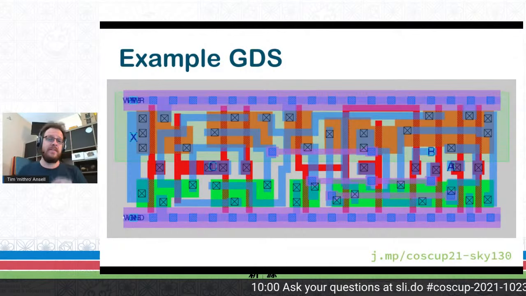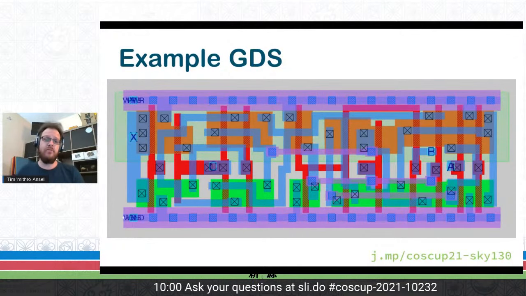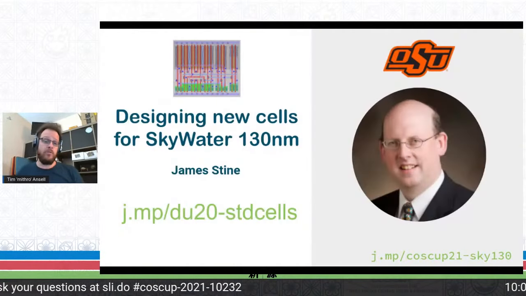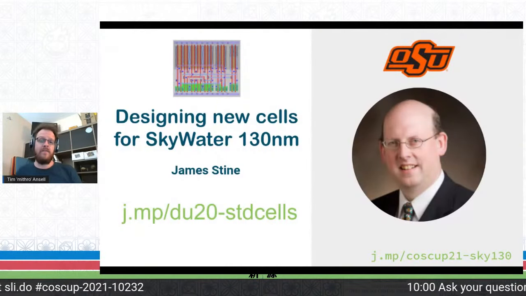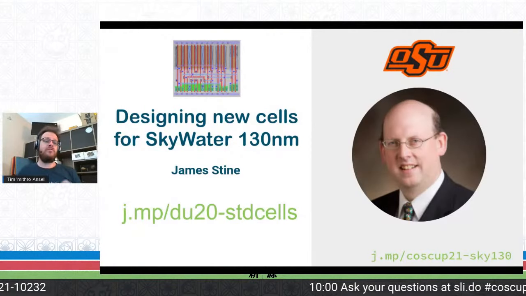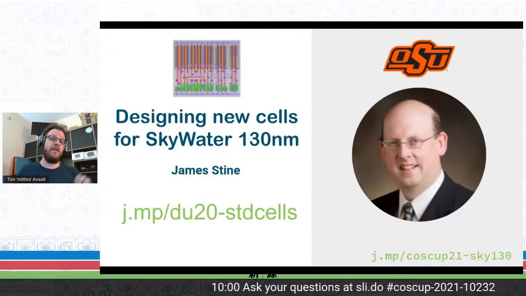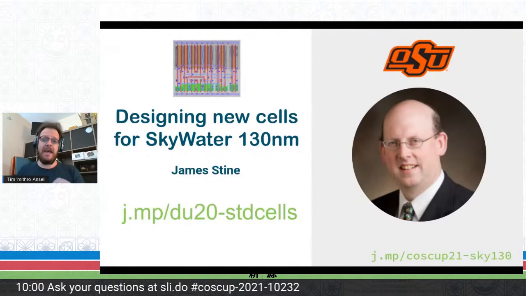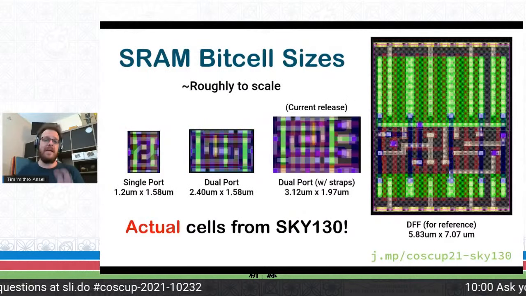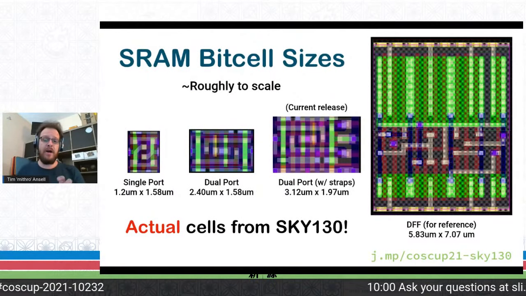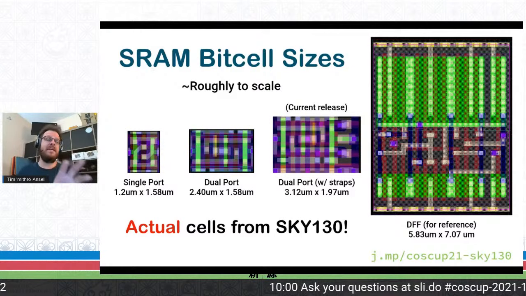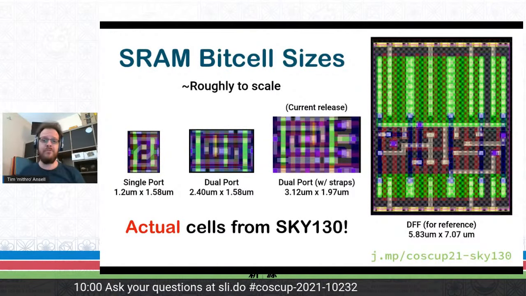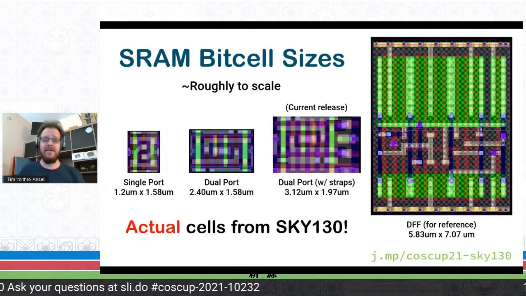And to prove that this PDK has everything you need in it to do your own thing, we worked with James Stein at Oklahoma State University to design a completely new set of standard cells on this PDK. This PDK, as I said, includes SRAM and optimized SRAM cells. And so you can see these here. Normally, to see these, you would need to sign multiple levels of NDAs.